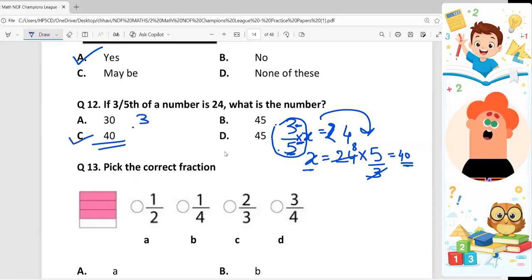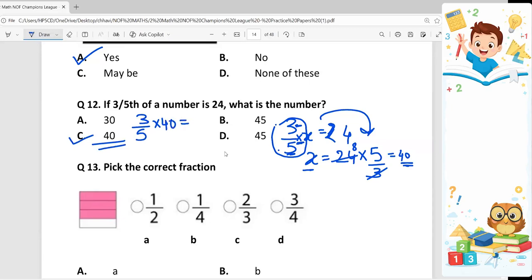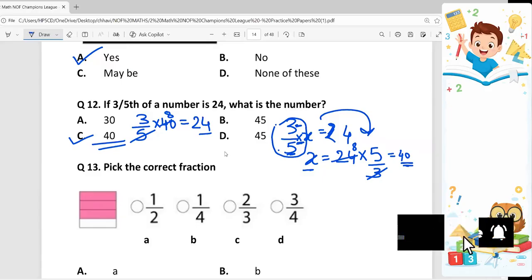Let's check it as well. 3/5 of a number is 24. Let's see whether it is or not. 5 eights are 40, 8 ones are 8, 8 twos are 16, 8 threes are 24. So correct.